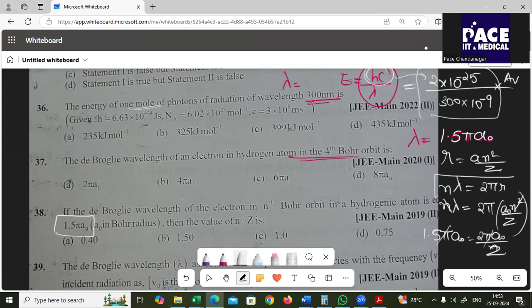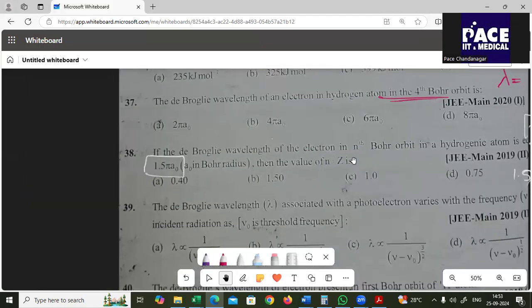Then you get some 0.75 there, the values. You can just keep doing that. You will get that value there. Next, moving on to the next question here.